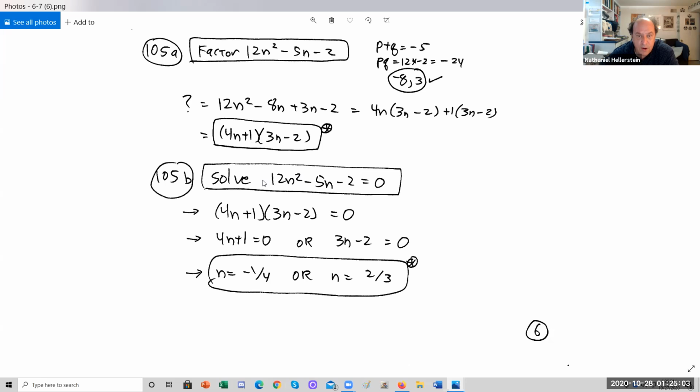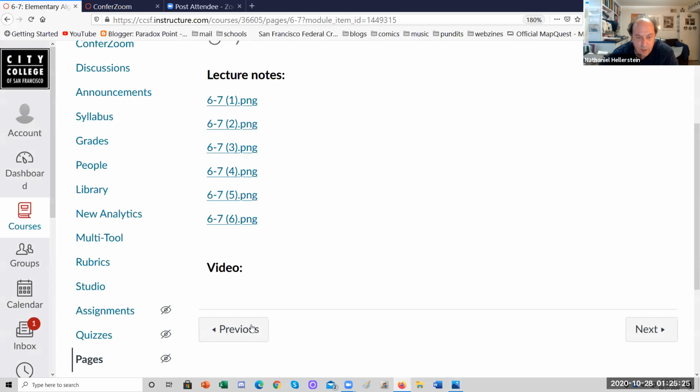Well, we've already factored the left side as this, 4n plus 1 times 3n minus 2 equals 0. And as before, one of these factors is 0. So 4n plus 1 is 0, and therefore n is -1/4. Or 3n minus 2 is 0, and therefore n is 2/3. All right. That concludes this section.